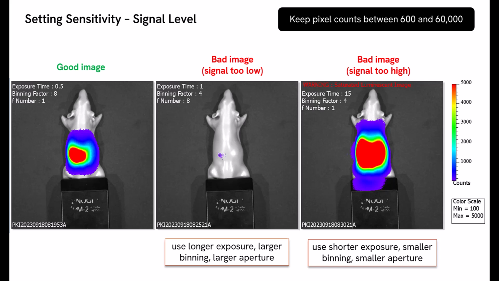Here we see 3 images. The first image has good signal strength. If you look at the pixels over the phantom, the counts are above 600 and below 60,000, which is the linear range of the detector.